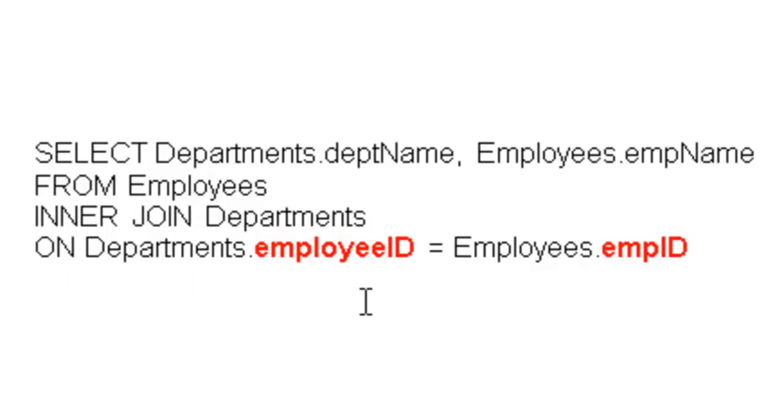In our example, we can create the SQL inner join statement by selecting the department name from the departments table, and employee name, which is emp name, from the employees table. We join the two tables on the specific fields called employee ID from the departments table and emp ID from the employees table. You'll notice that the fields do not have to match with regard to their name. They just have to match with regard to their data type.